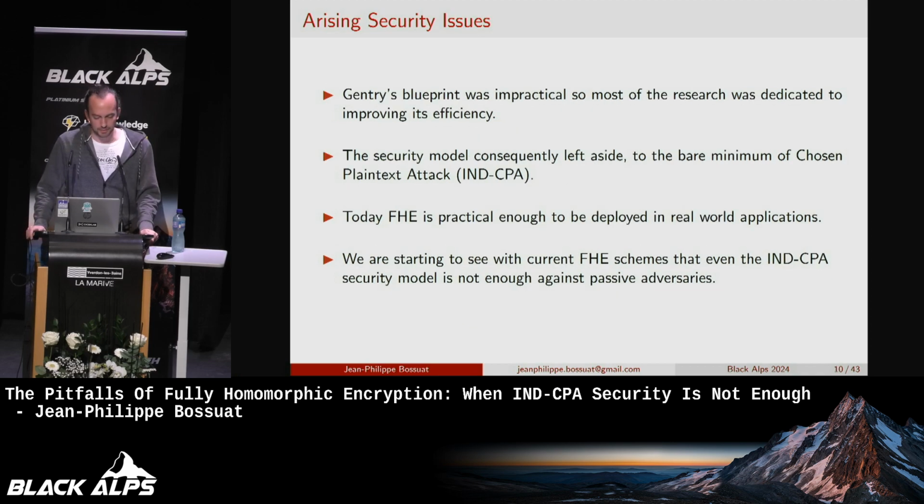So the thing is that Gentry's blueprint was very impractical. So for the past 15 years, the research was mostly focused on making it practical. And for this reason, because it was not practical, people didn't really care about making it more secure than just having the bare minimum, which is chosen plaintext attacks. But it's starting to be practical now and actually used. And we are starting to see that even against passive adversaries, the IND-CPA model is not enough. And this is what we are going to see in this talk.